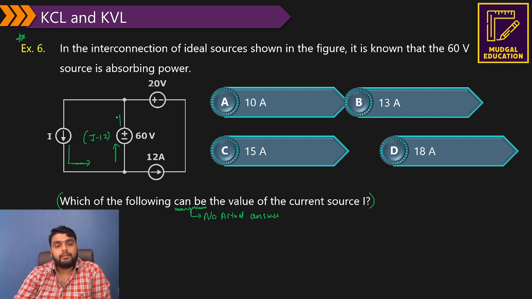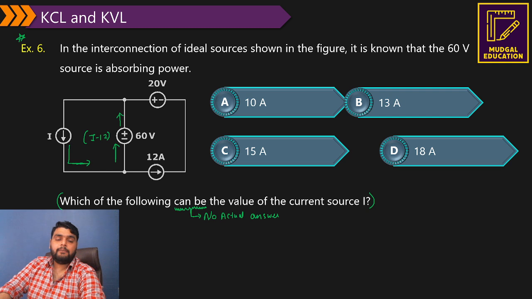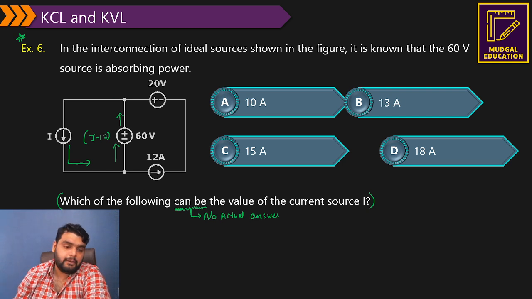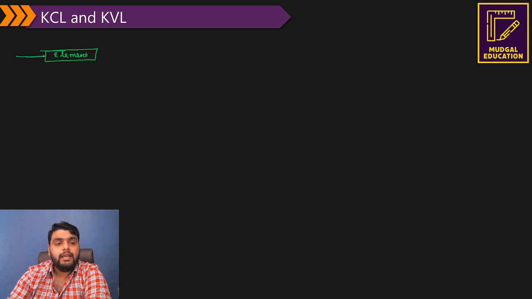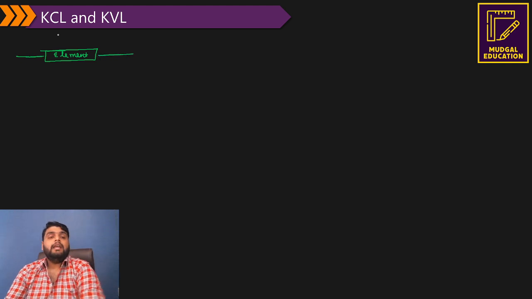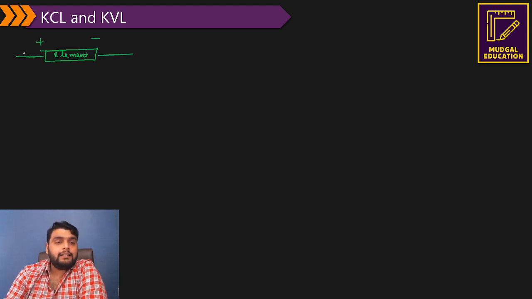Now the same current is flowing in this direction. Now they are saying that the 60 volt source is absorbing power. Now let's discuss the case of power very carefully. Understand this scenario: if you have any element, and the current enters the positive terminal, it means that the element is absorbing power.